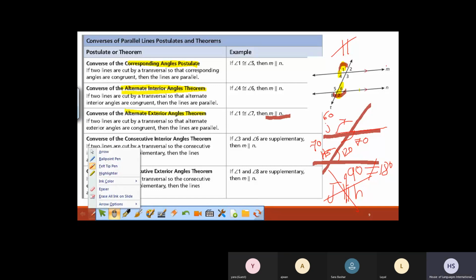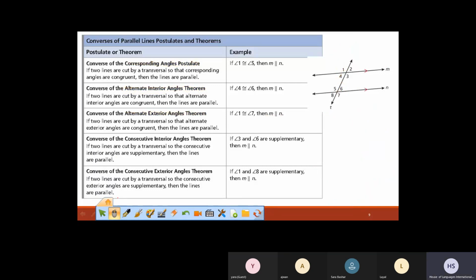Supplementary, what do I mean by it? Supplementary means that they have a summation of 180. We talked about them in semester 1. So this is like 9. Yes, 60 and 120, 180. You add them, they must be 180. If they are not, that means they are not parallel.